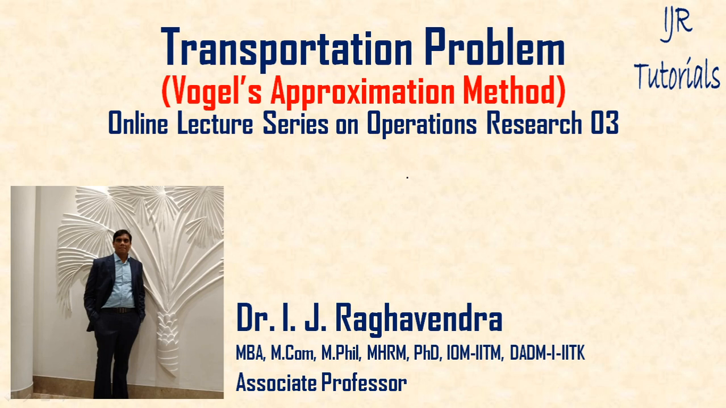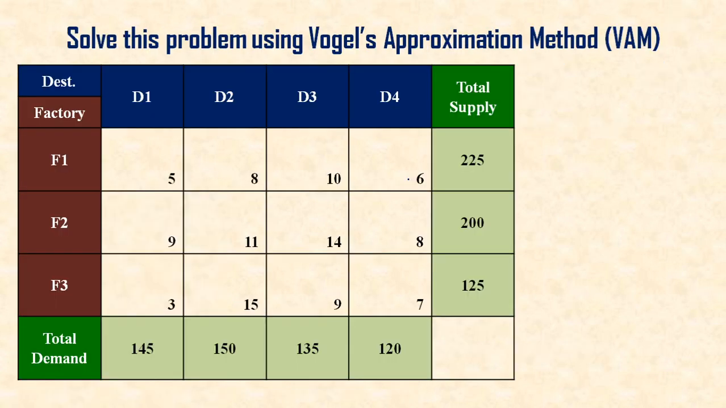Today we are going to discuss Vogel's approximation method of transportation problem. This is one of the finest methods of transportation problem. Here we are going to learn how to solve a transportation problem using VAM. Here is the matrix, which consists of 3 rows and 4 columns.